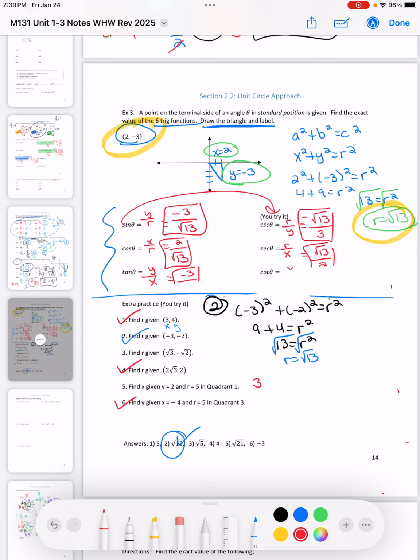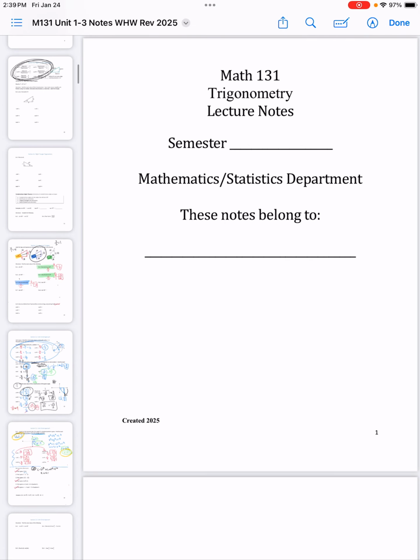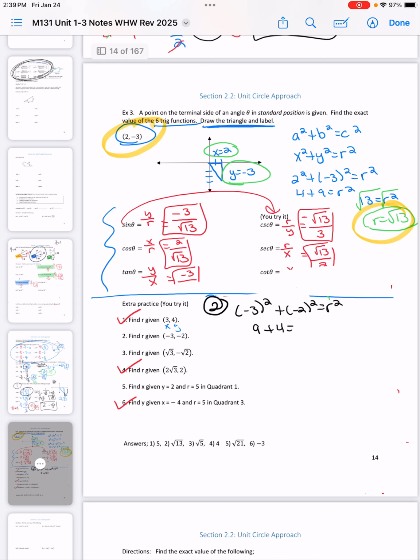All right, let's try number 3. It's going to be the same setup. We just have to be careful with our square roots here. Square root of 3 for x. Be careful of that negative. Square root of 2 for y, and I'm looking for r. Squares and square roots cancel out. My goodness, my iPad's just going haywire. Let me get that caught back up.